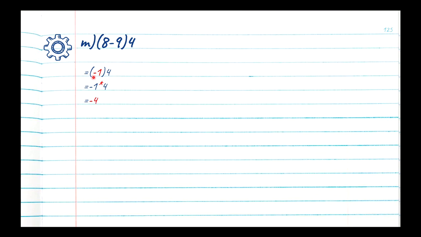So if you have a number and there's nothing separating it, there's no operator, there's no positive, there's no negative sign, it means multiply. Okay? If you have any problems with that, let me know.